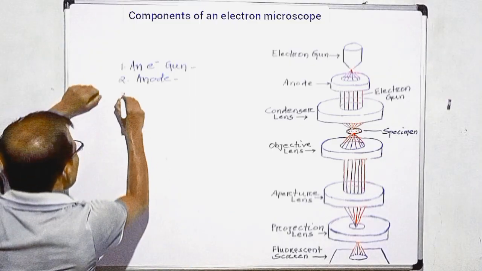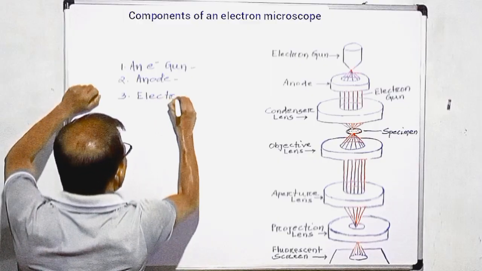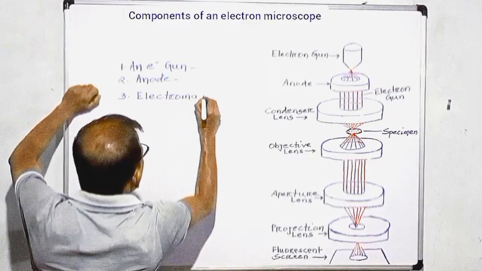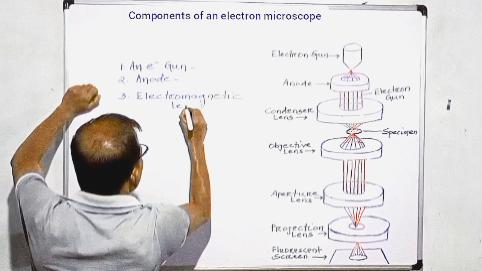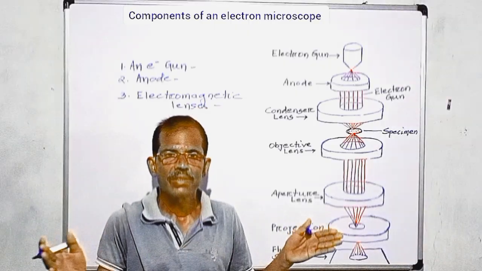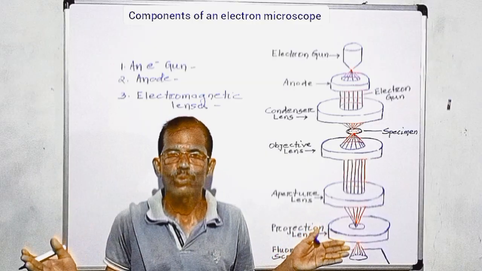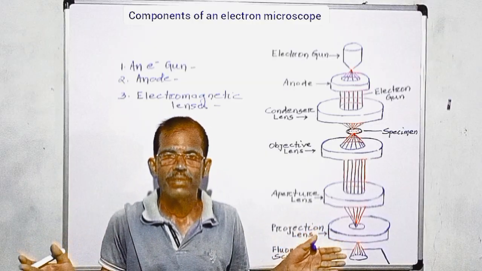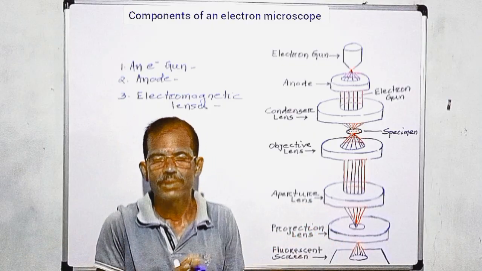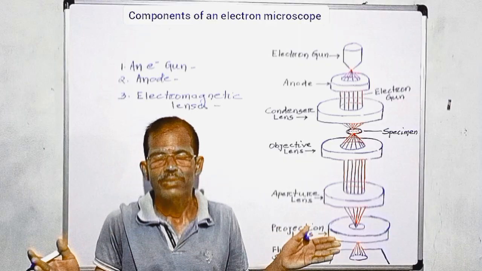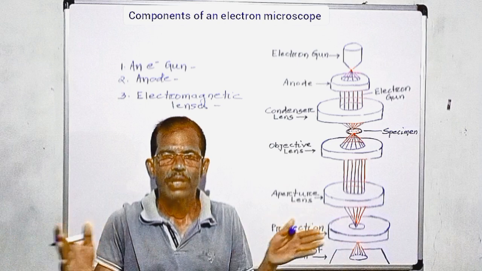Number three, electromagnetic lenses. As already said, instead of glass lenses, an electron microscope uses electromagnetic lenses to focus the beam of electrons and to magnify the image. The electromagnetic lens utilizes the magnetic field generated by an electron carrying copper coil.